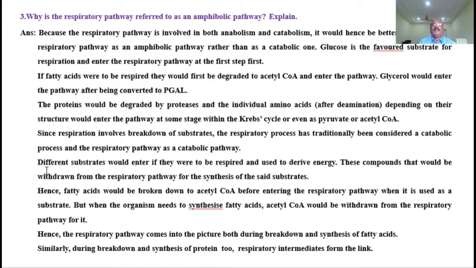Different substrates would enter if they were to be respired and used to derive energy. These compounds would be withdrawn from the respiratory pathway for the synthesis of the said substrate. Hence, fatty acids would be broken down to acetyl coenzyme A before entering the respiratory pathway when used as a substrate. But when the organisms need to synthesize fatty acids, acetyl coenzyme A would be withdrawn from the respiratory pathway for it. Hence, the respiratory pathway comes into the picture both during breakdown and the synthesis of fatty acid. Similarly, during breakdown and the synthesis of protein. That's why respiration is treated as an amphibolic pathway.